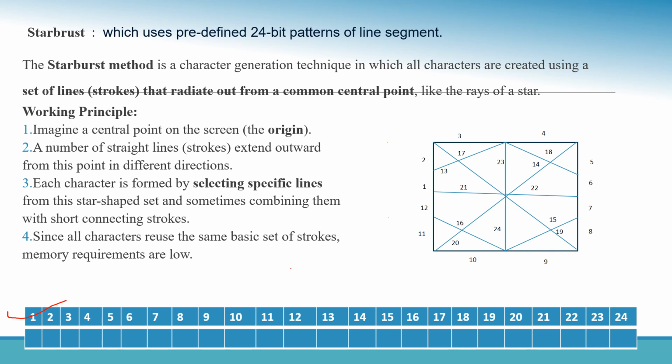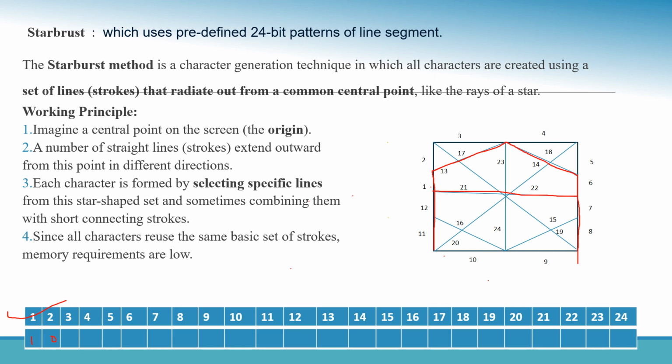So we want to display character A. What are the lines or strokes that have to be activated here? Whatever lines we draw, these lines are activated, meaning we are forming the character A. So this is your A. In the 24 bits, the lines that are activated we represent with 1 and the others are 0.